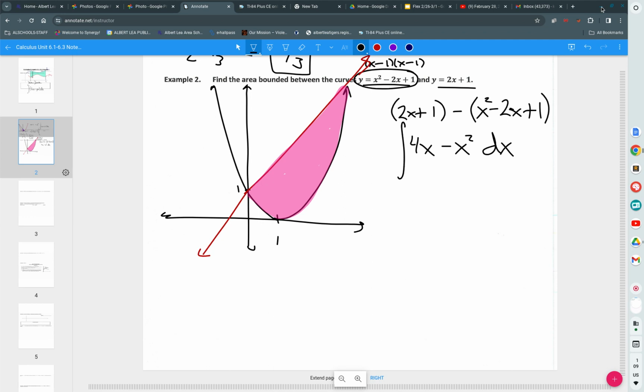And we're going to integrate from where to where? It doesn't tell us. So we have to figure out the bounds of intersection. How do we figure out those intersections? Set the two equations equal to each other. Yeah, we're just going to use a substitution piece. Notice that y is equal to this and y is equal to that. So if y is equal to both of those, then we should say that those should both be equal to each other. X squared minus 2x plus 1 is equal to 2x plus 1.